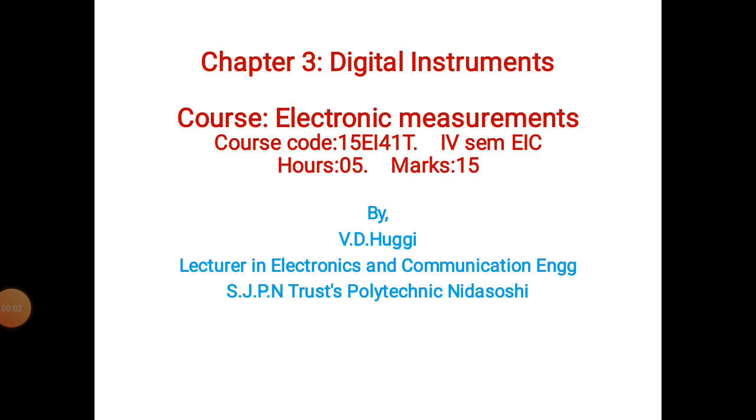Hello students, now we are going to discuss the revision class for chapter 3, that is digital instrument, and the name of the course is electronic measurement. This subject is there for the 4th semester, electronic instrumentation and control engineering. The maximum hours allocated for this chapter is 5 hours. The maximum marks you are going to get from this chapter is 15 marks in the semester end exam.